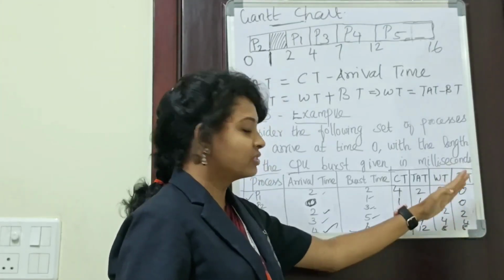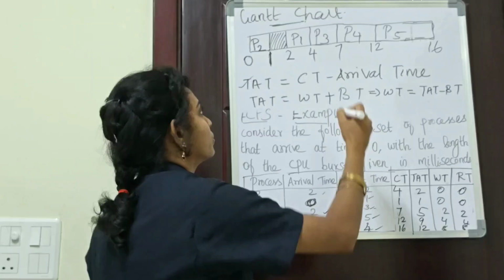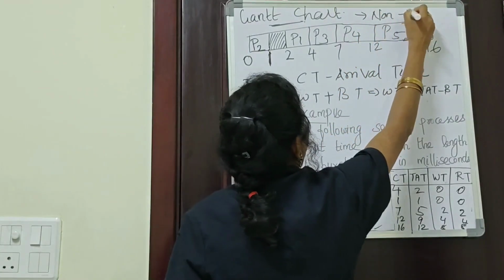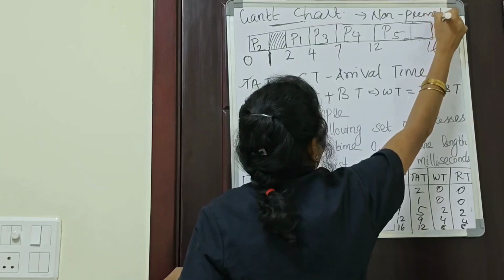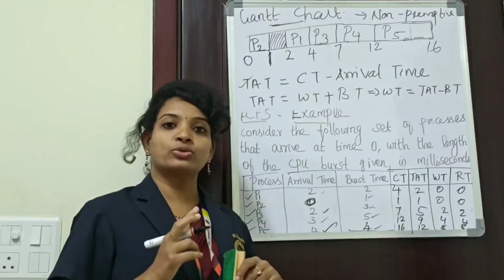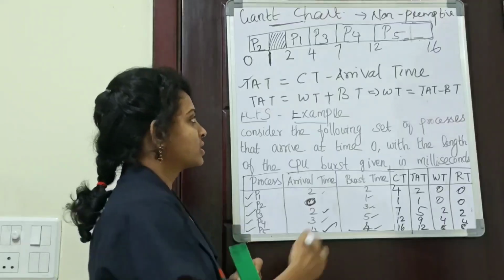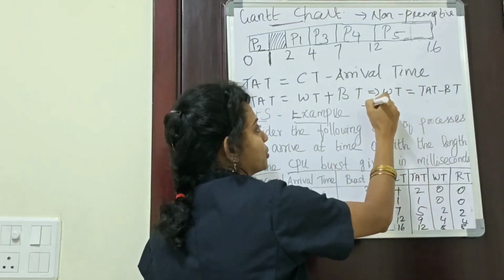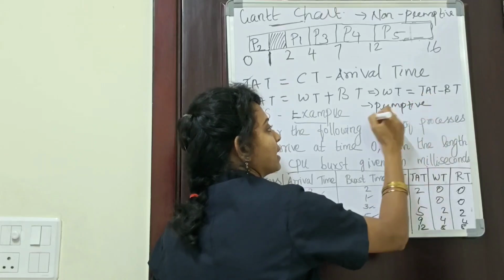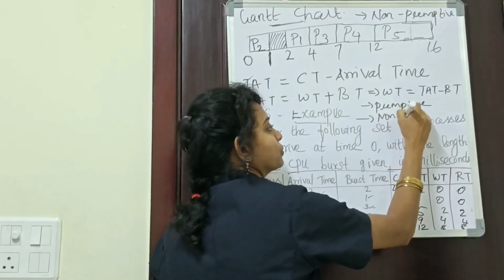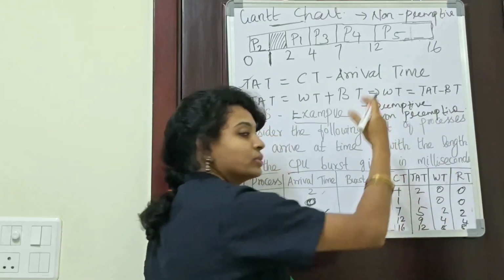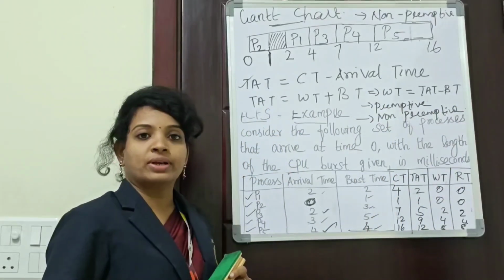So it means that this is a non-preemptive scheduling algorithm. In CPU scheduling, we have two types of scheduling algorithm: one is preemptive, and the other is non-preemptive. So this is a non-preemptive scheduling algorithm.